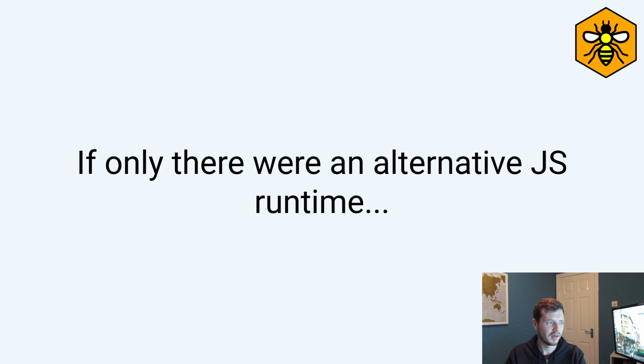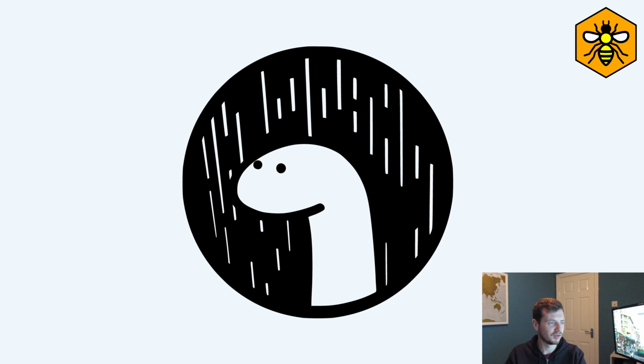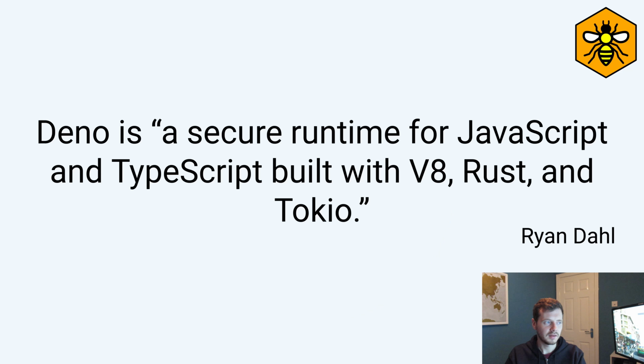So if only there was some alternative JS runtime, one that really mitigated a lot of these problems. Well, I'd like to introduce you to Deno. Deno is a secure runtime for JavaScript and TypeScript with V8, Rust, and Tokio.